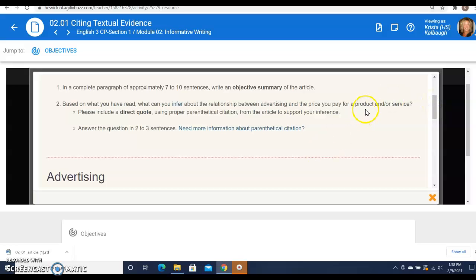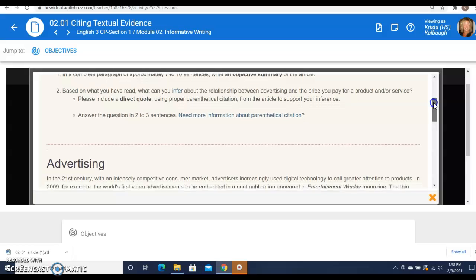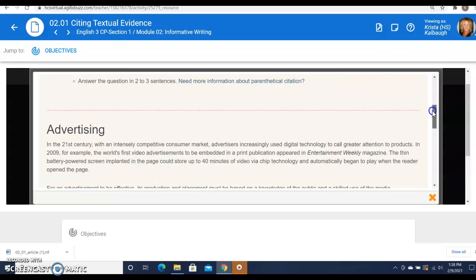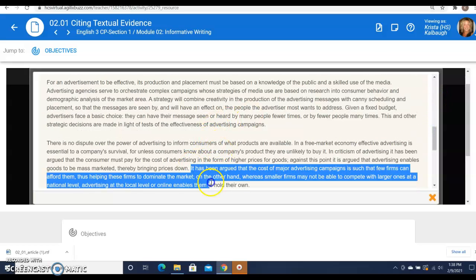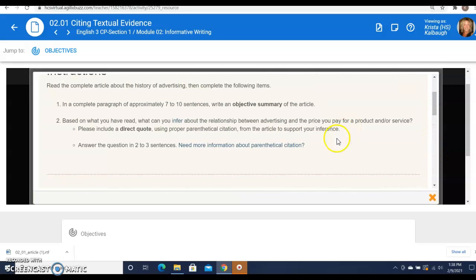Okay. So you need to again refer to the article. So, all right. What's your conclusion about the relationship between advertising and the price you pay for a product, a good, and service? So you're going to answer that. And then you are giving me a direct quote, all right, exactly from the text, a quote to support your answer for that. Okay. So you're going to go down, you're going to find a direct quote. At that point, you can copy and paste whatever piece of support you're going to use.